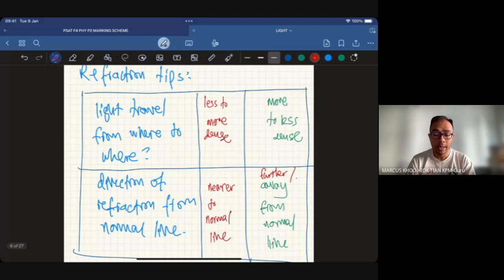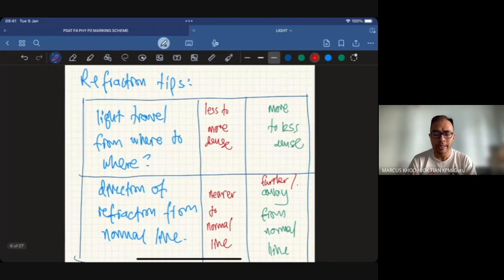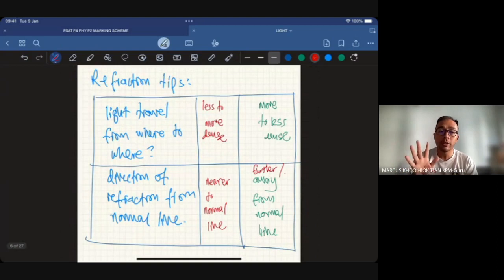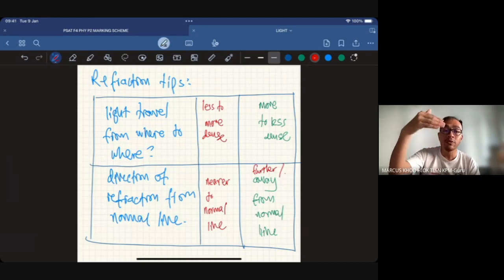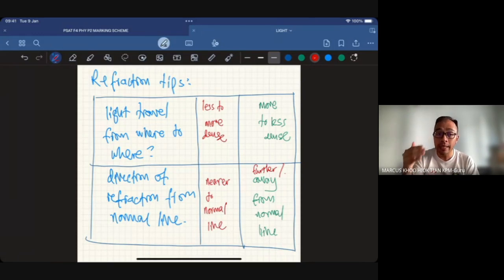So this helps us not to say too much. For refraction, just tell where it goes from and to, and second, when it goes from here to here, is it going away or nearer? In the case of the red color, it is going from less dense to more dense, so it will refract nearer to the normal line. In the case of the green color, if the light is moving from a more dense to a less dense medium, then it is going away from, or further from, the normal line.